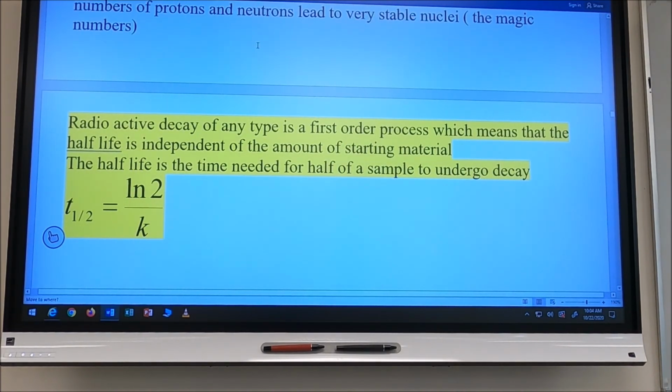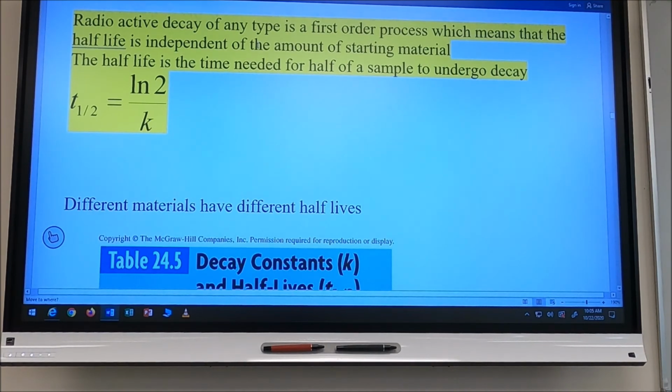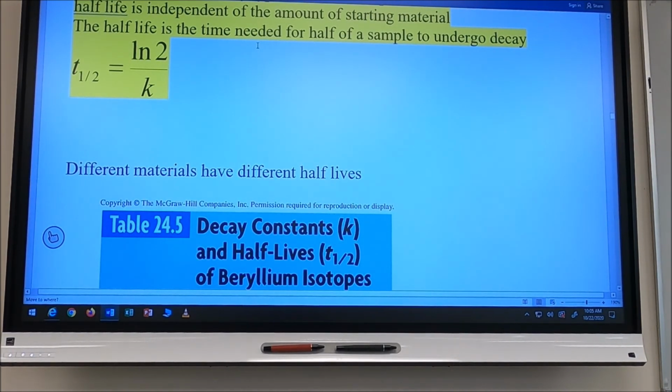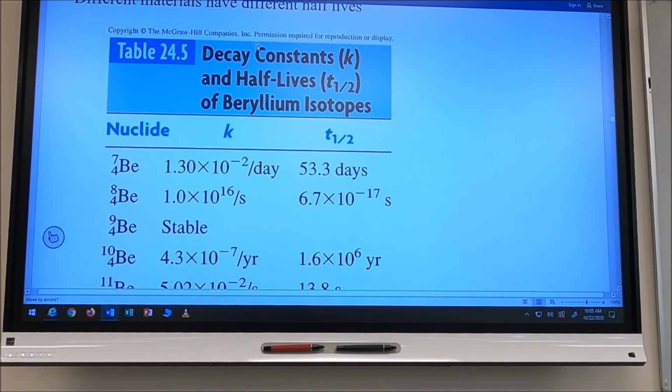Radioactive decay of any type is a first order process. So it means the rate of the chemical reaction is first order, which means that the half-life is independent of the amount of starting material. So the half-life, the time needed for half of the sample to undergo decay, T1/2, is the natural log of 2 over k. Different materials have different half-lives. I'm not going to make you do any calculations of half-lives. We've already done that. We beat it to death at the beginning of the semester. But I just want you to remember what a half-life is.